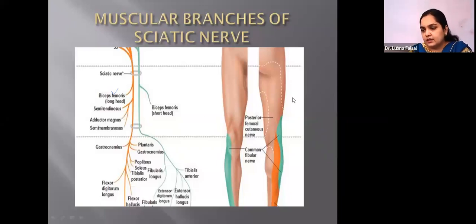compartment of the leg. And it also divides into the tibial nerve, which in some books is written as posterior tibial nerve, or we can use the term simply tibial nerve. Plus another division is called common peroneal nerve, or we can use the term common fibular nerve. They both are the same nerve. So don't get confused by common peroneal nerve or common fibular nerve.